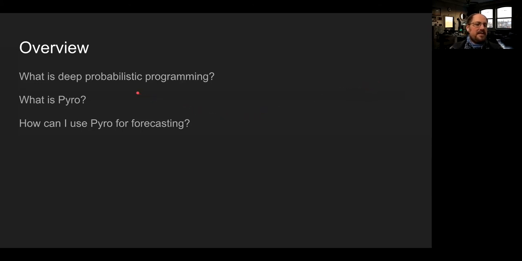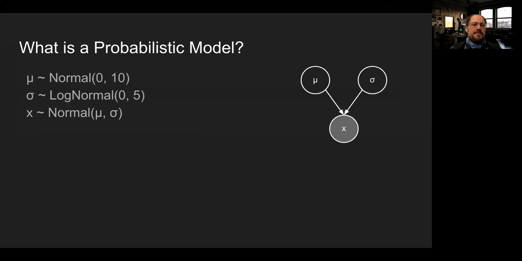Okay, now that we've seen some context, here's how the first half of this talk will be organized. First, I'll explain what deep probabilistic programming is, and then we'll go into how Pyro in particular implements deep probabilistic programming. And finally, I'll go over a brief example of how to use Pyro for probabilistic forecasting. And then Edwin will tell you more about Orbit in the second half of the talk.